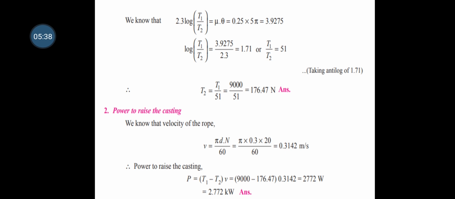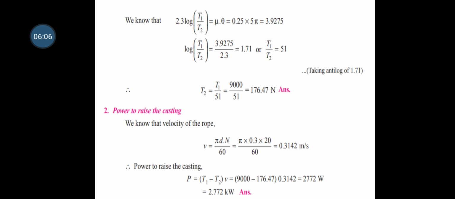The second one is the power to raise the casting. We know that the velocity of the rope, v, is equal to pi D N divided by 60. So v is equal to 0.3142 meter per second. Power to raise the casting, P, is equal to (T1 minus T2) into V. Substituting these values, we get the power P is equal to 2.772 kilowatt.